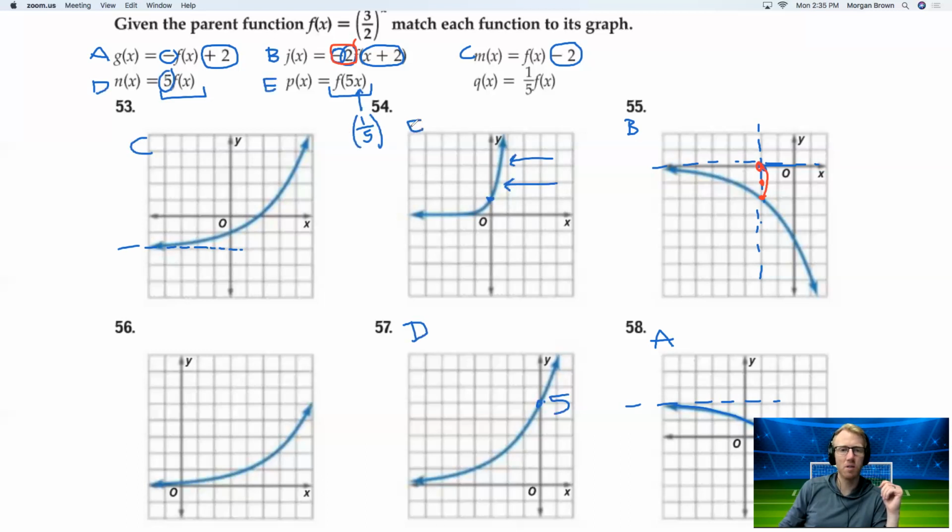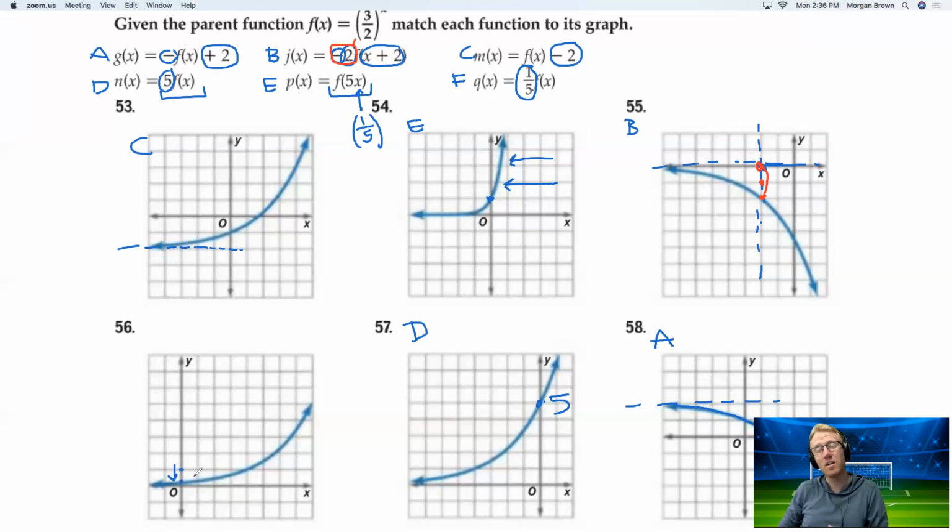So by process of elimination, we know which one is F, but let's check it and see if it makes sense. Okay, this one is a shrinking by a factor of 5 vertically. So we squashed it vertically. So that intercept is no longer going to be a 1, which would have been here. It's going to be shrunk downward to a value of 1/5.